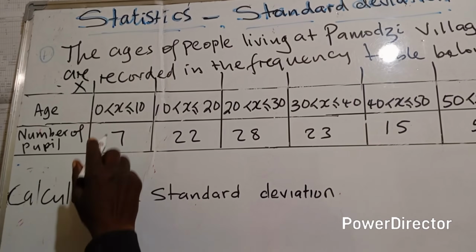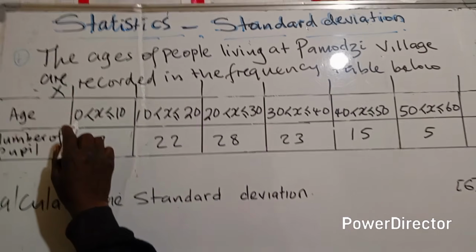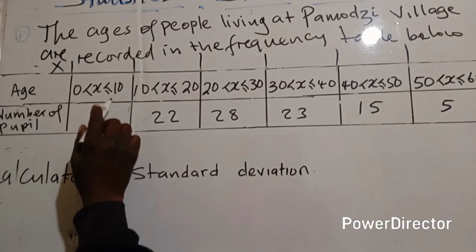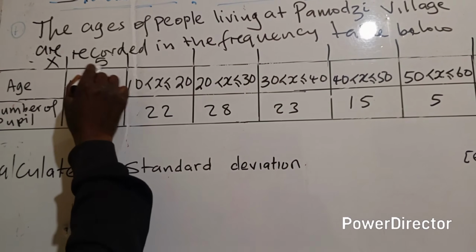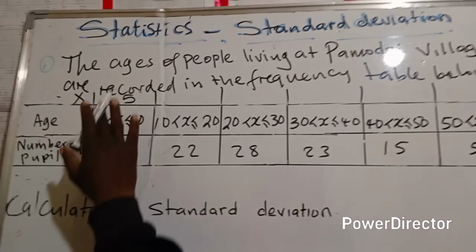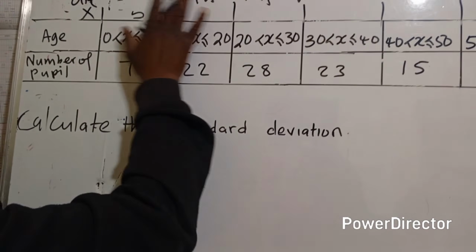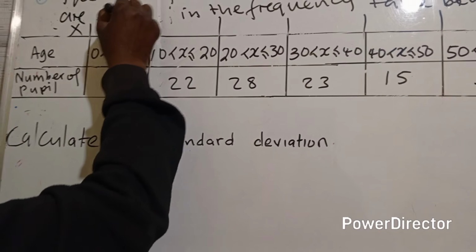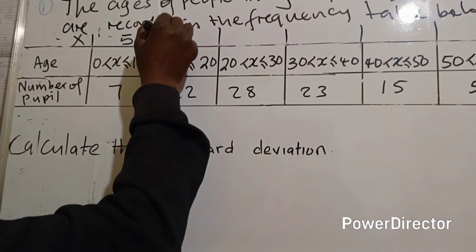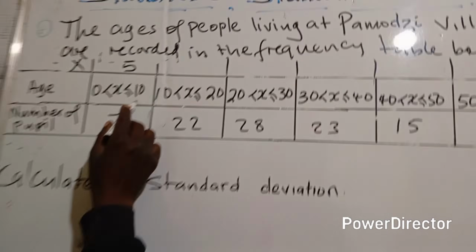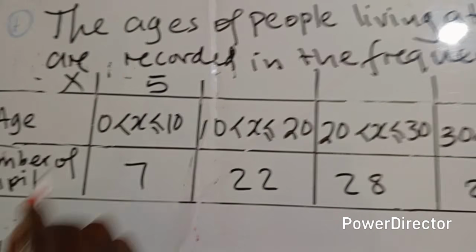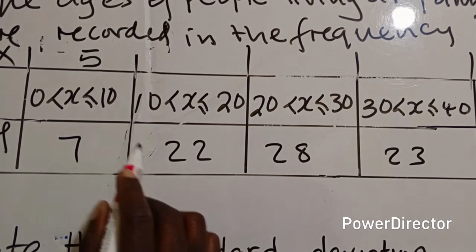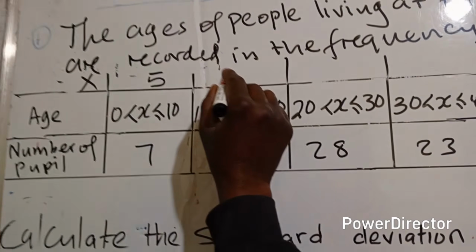So now how do we find this? Of course, it is 0 plus 10, which is 10, divided by 2, it is 5. I want you to listen very carefully. How did we get the 5? We added 0 plus 10 divided by 2 to get this 5. Again, you will see 10 plus 20, 30 divided by 2, it is 15.